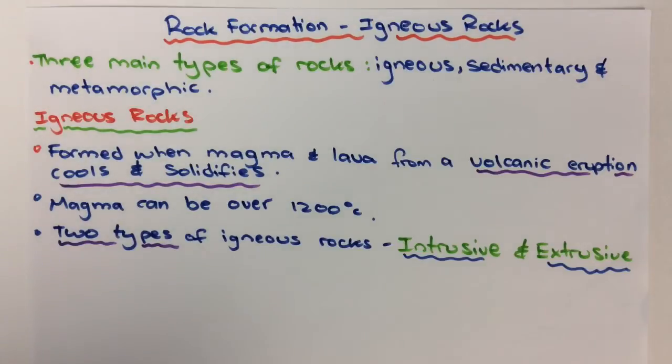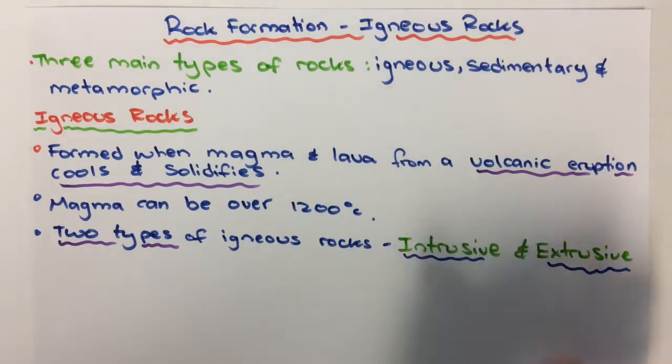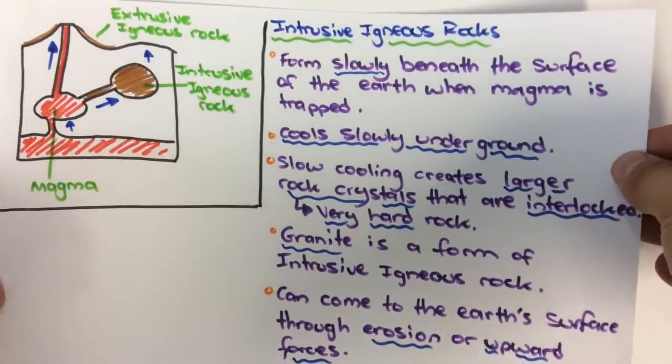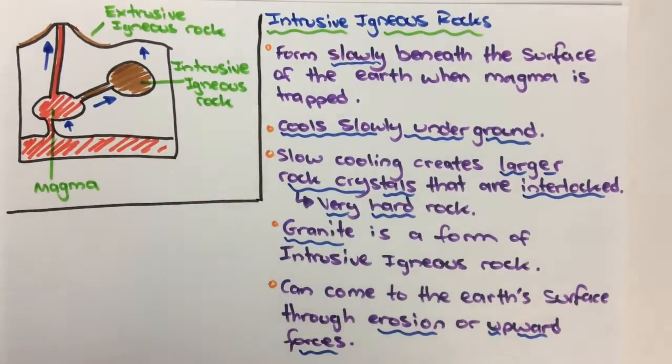So there's two types of igneous rocks which we're going to talk about today. The first is intrusive and then the second is extrusive. I've drawn a little diagram which I'm going to refer to a couple of times in this video to help you understand the difference between the two.